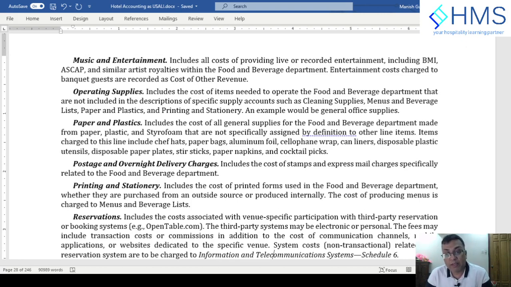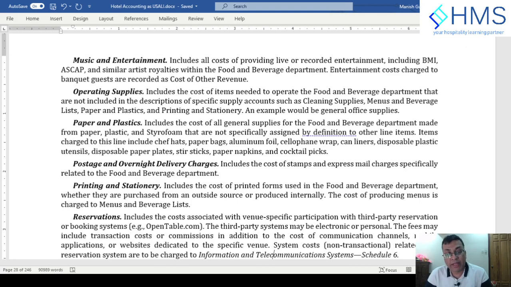Then you have paper and plastic, meaning the cost of disposable styrofoam and plastic which is not specifically assigned to the other line items. For example, chef hats, paper bags, aluminum foil, cellophane wraps, cake liners, disposable plastic utensils, disposable paper glasses, stir sticks, paper napkins, cocktail picks. Those all will be charged to paper and plastics. In the past, when this line was not added, these used to go to the operating supplies. Now it comes to paper and plastics.